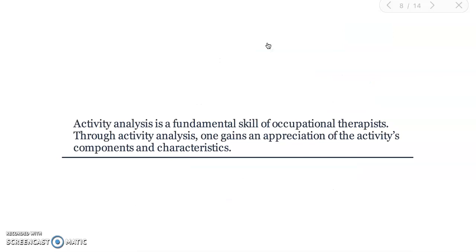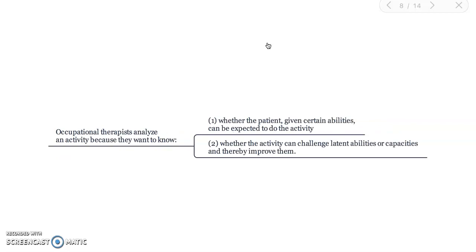Analysis. Activity analysis is a fundamental skill of occupational therapists. Through activity analysis, one gains an appreciation of the activity's components and characteristics. Occupational therapists analyze an activity because they want to know whether the patient, given certain abilities, can be expected to do the activity, and whether the activity can challenge latent abilities or capacities and therefore improve them.